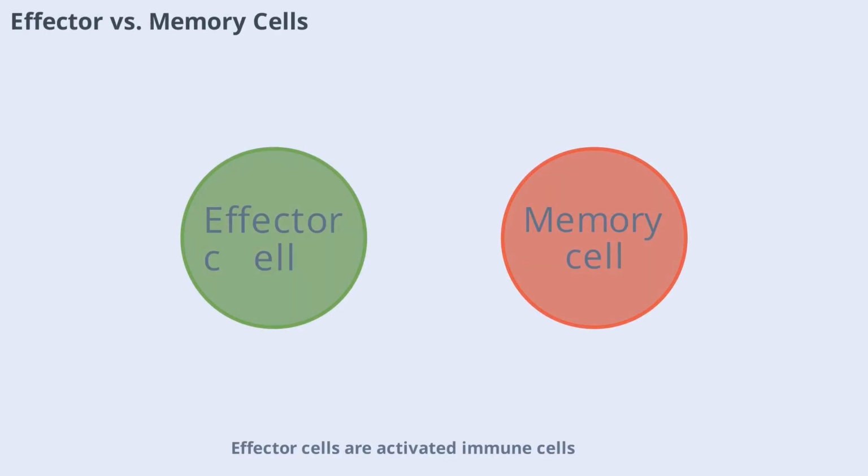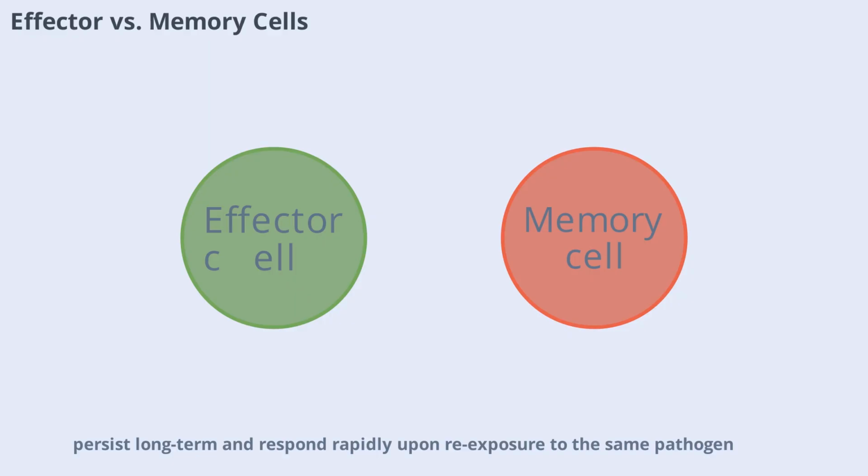Effector cells are activated immune cells that carry out immediate defense functions, such as killing pathogens or producing antibodies. Memory cells, on the other hand, persist long-term and respond rapidly upon re-exposure to the same pathogen. This division of labor ensures both immediate and lasting protection.